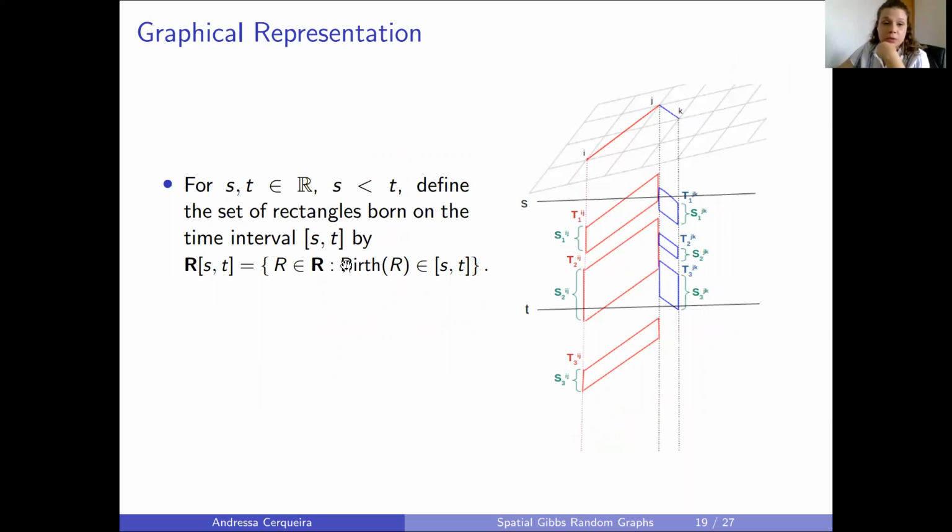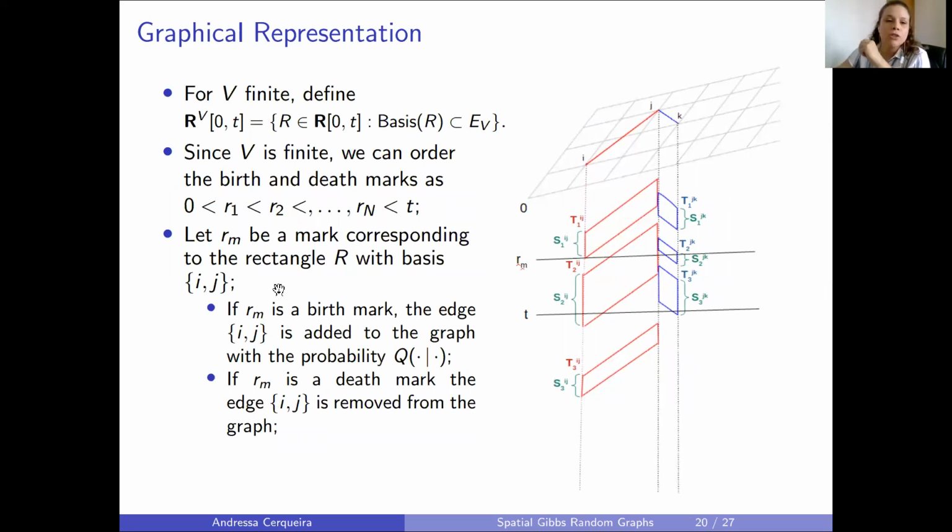Okay, this is just to say that R_ST, so if I fix a time interval ST here, R_ST is all rectangles that were born in this time interval. Okay, so let's see how we construct the measure, the Markov process that I defined before, when V is finite.